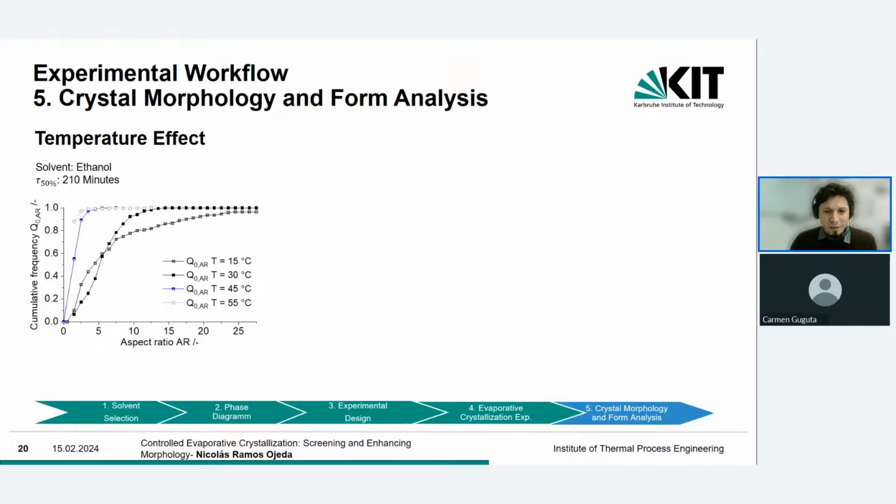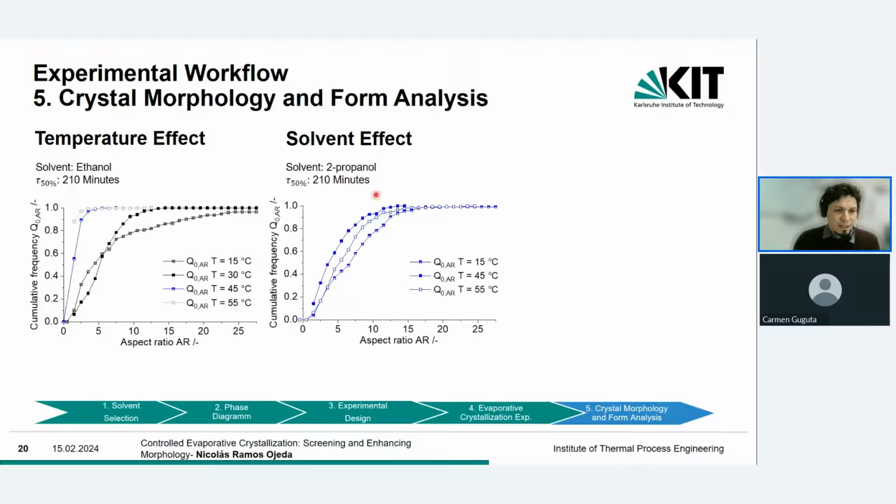And so we can plot the cumulative frequency of the aspect ratio versus all the factors that we tested. In this case, it is the temperature effect. So we see that at higher temperatures, we get isometric crystals. This is not the case, for example, at 15 and 50 degrees Celsius, where we get more elongated crystals.